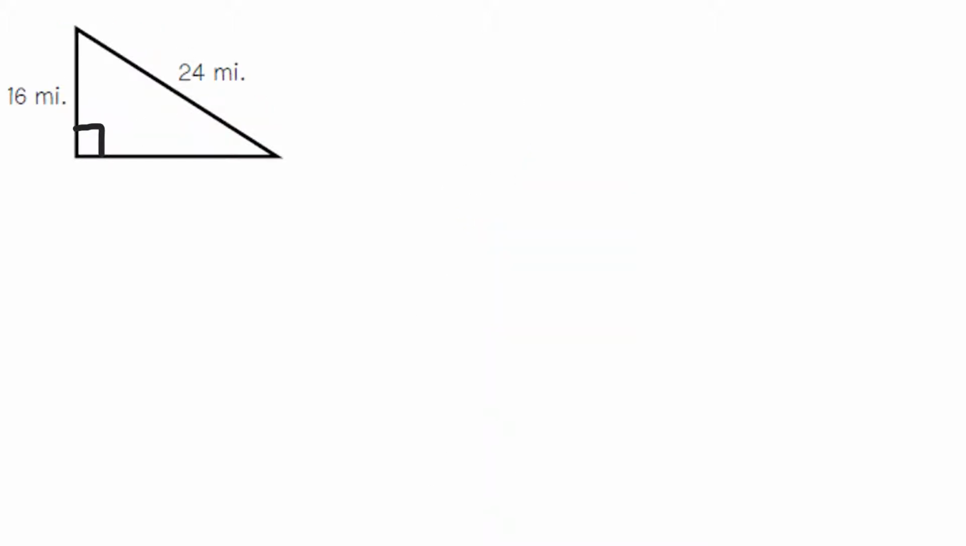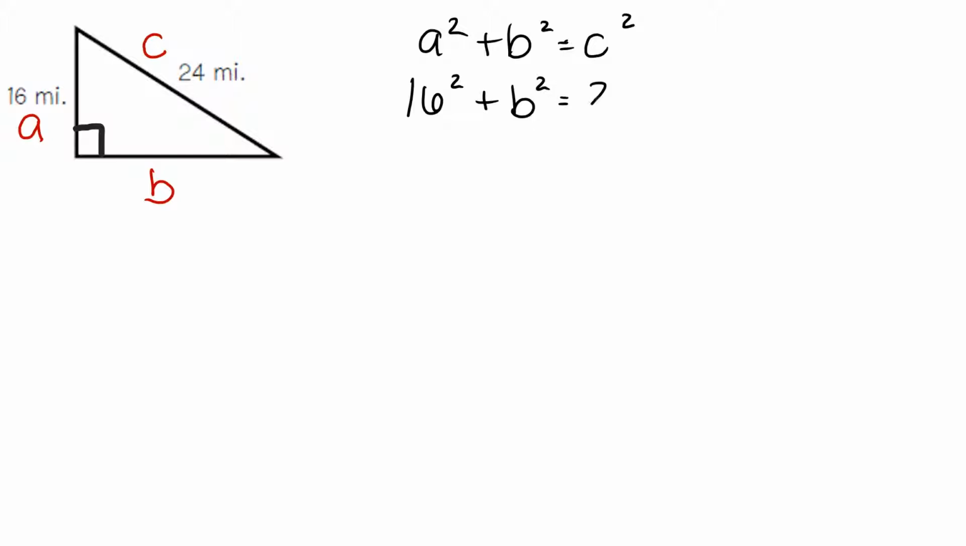Looking at our right triangle 90-degree mark, we can label our legs A and B, and label our hypotenuse, the diagonal line, C. Using that information, we can plug those numbers into our Pythagorean theorem. A is 16, B is unknown, and C is 24. Solving the problem, 16 squared is going to give us 256. 24 squared is going to give us 576.